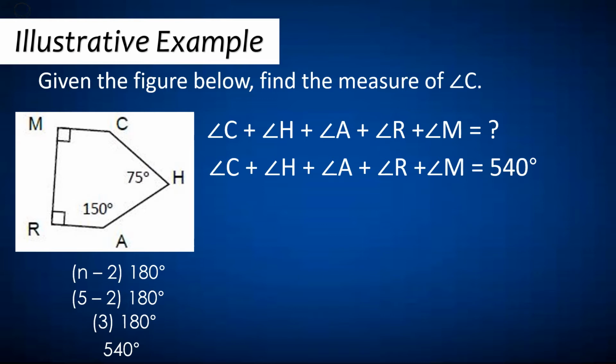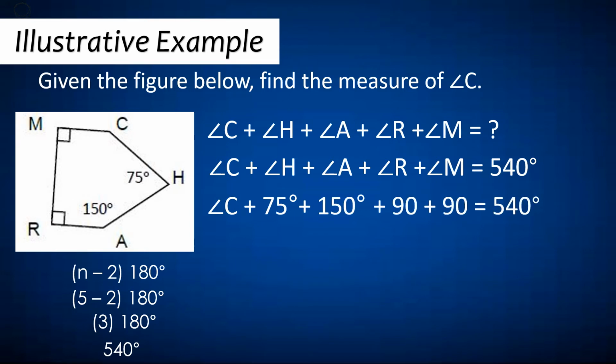Next is to substitute the given values of the angles we have. In our figure, the ones with given measures are M, R, A, and H. So, let us write them. As you can see, M and R have no written measure, but because they have the small box that signifies 90 degrees, each measures 90 degrees. So, we can write angle C plus 75 degrees plus 150 degrees plus 90 degrees plus 90 degrees is equal to 540 degrees.